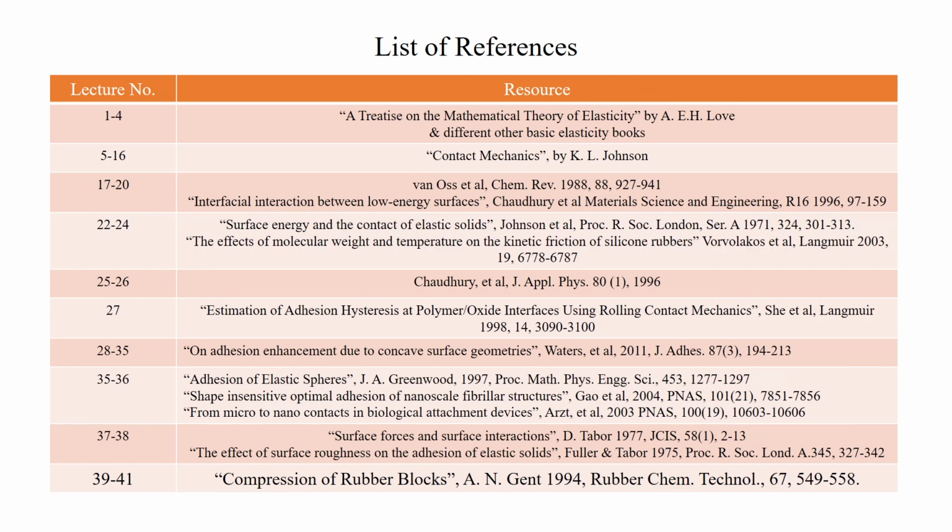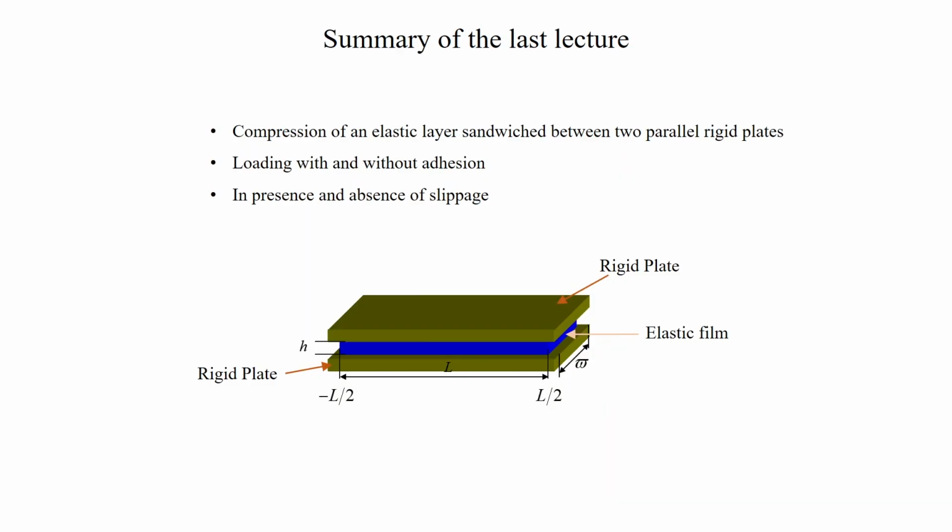So, we are discussing the topic from references 39 to 41, and this is the summary of the last lecture. In essence, we discussed this elastic film which is confined between two rigid plates. It is bonded to the bottom substrate and on the top surface it is in no slip contact, in the absence of slippage. So, we will discuss today where we had stopped in the last class.